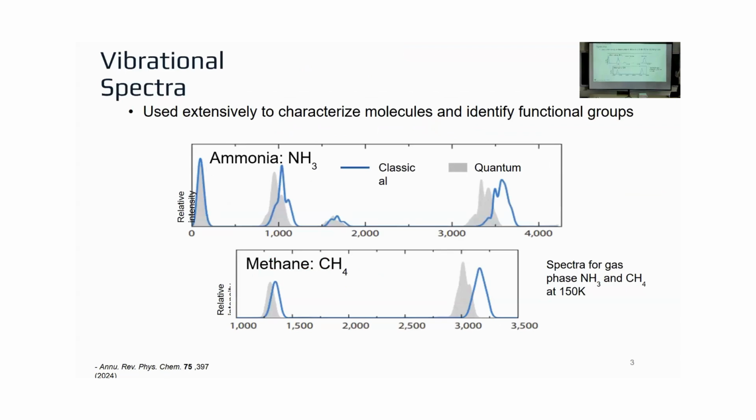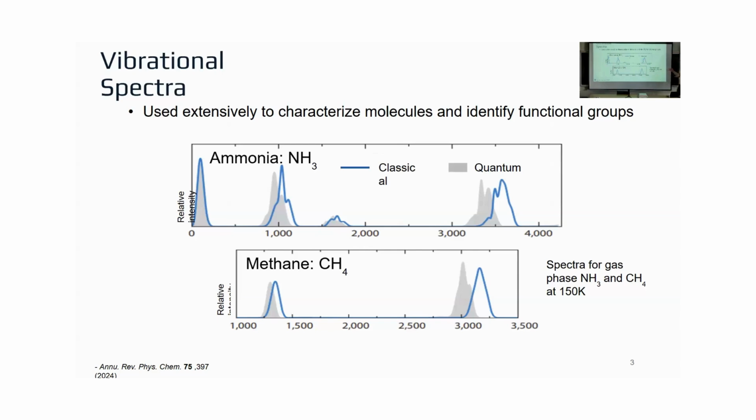Okay, another example is vibrational spectroscopy. Chemists use vibrational spectra extensively to characterize molecules and maybe even identify different kinds of functional groups in the molecules. Here I'm showing you 2 examples of vibrational spectra for small molecules. You can see that the classical prediction, which is shown in blue, does not match the quantum prediction, which you can barely see. It's like this gray blob here.